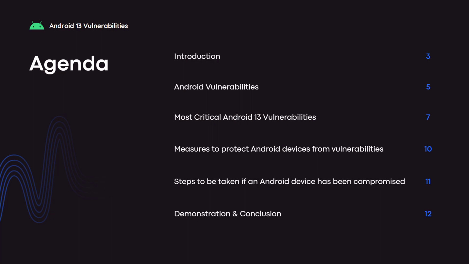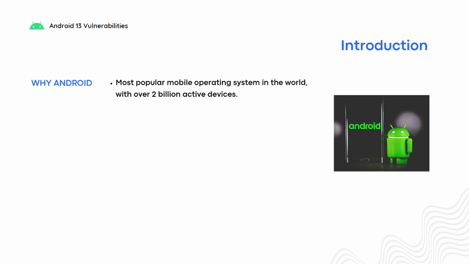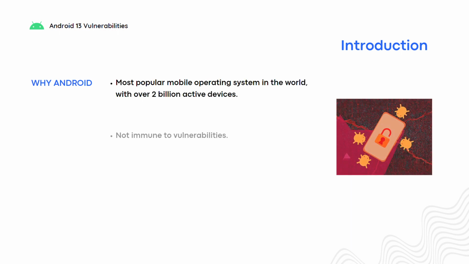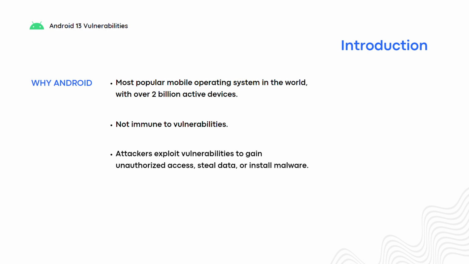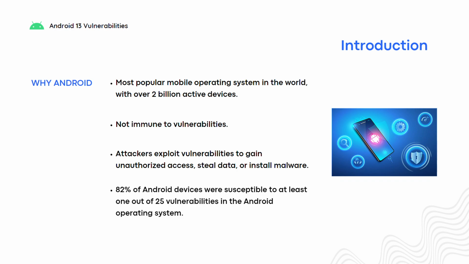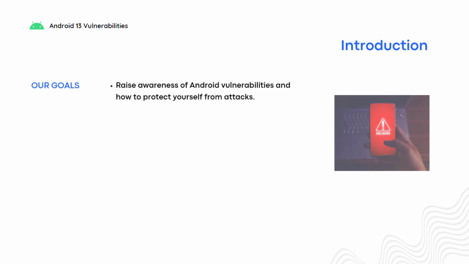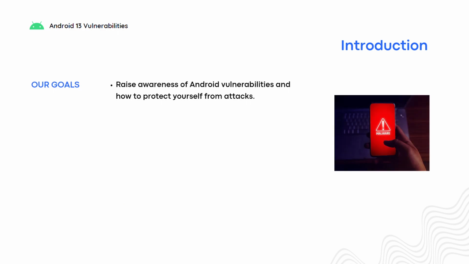Let's begin. We will understand why we chose Android as our focus. Android is the most popular mobile operating system in the world, with over 2 billion active devices. Unfortunately, popularity does not make it immune to vulnerabilities. In fact, a staggering 82% of Android devices were found to be susceptible to at least 1 out of 25 identified vulnerabilities. Now, let's discuss our goals for this presentation.